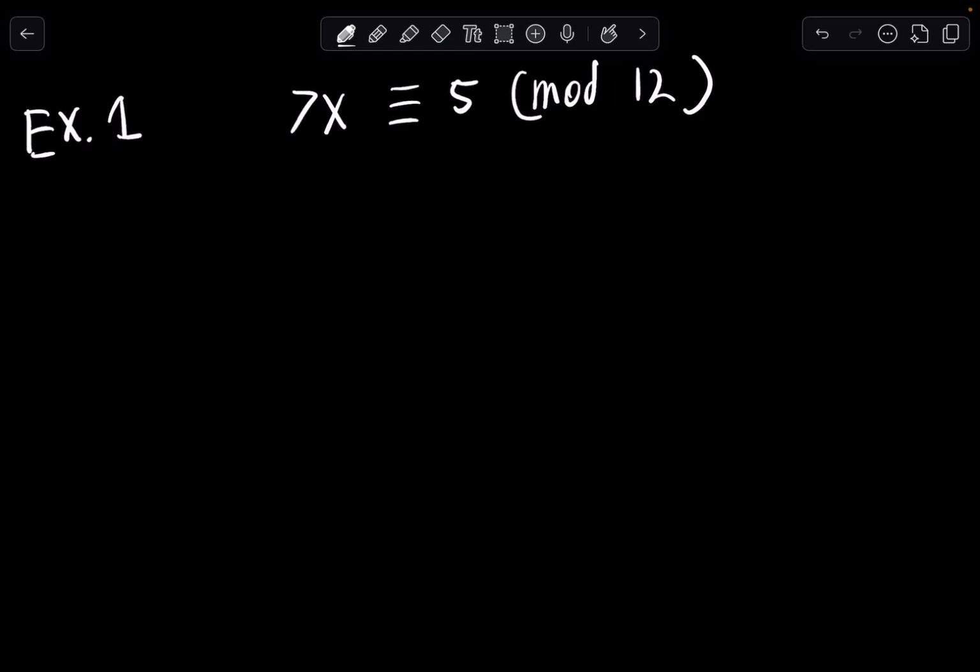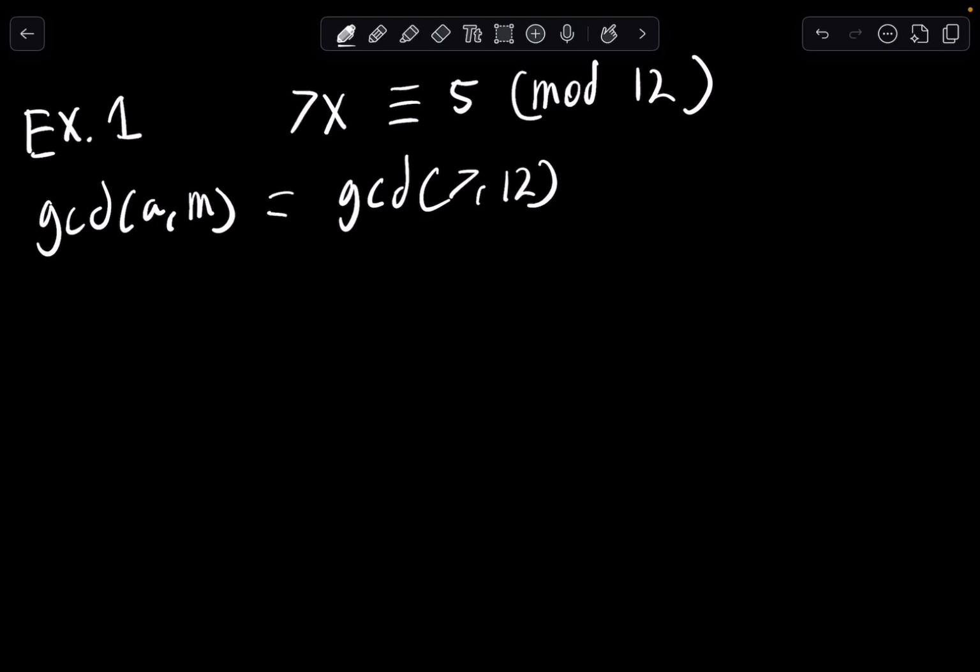So, all right. For the first example, we're going to be going over this equation. We're going to solve this linear congruence. If you recall, our first step should be to check if there actually is a solution. In this case, the GCD of A and M will just be the GCD of 7 and 12, which equals 1.